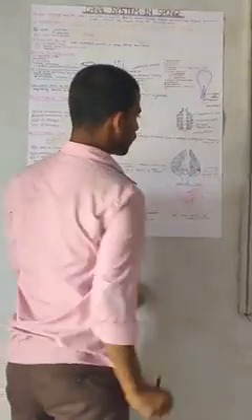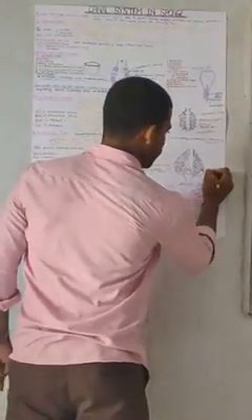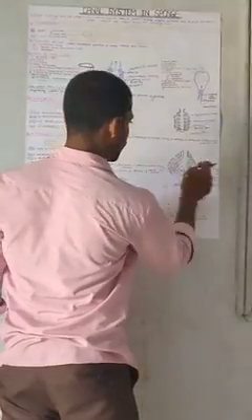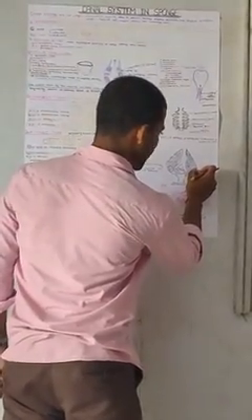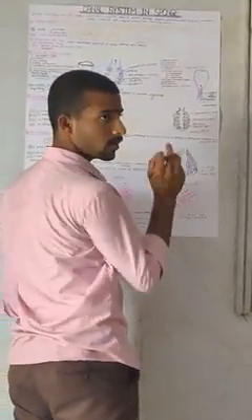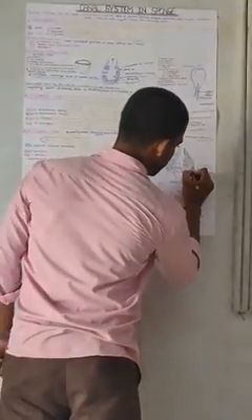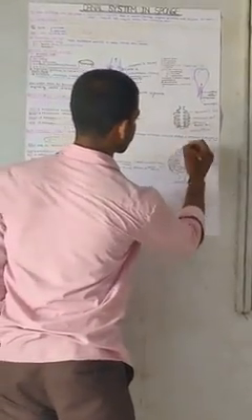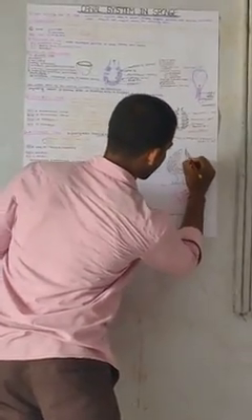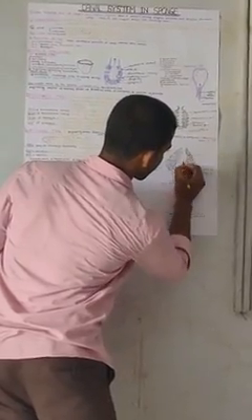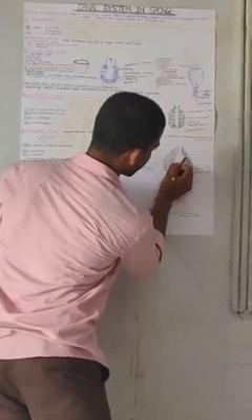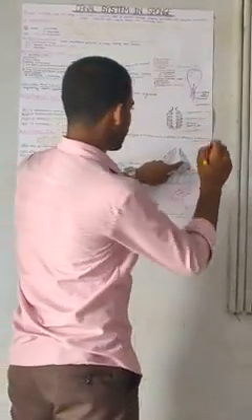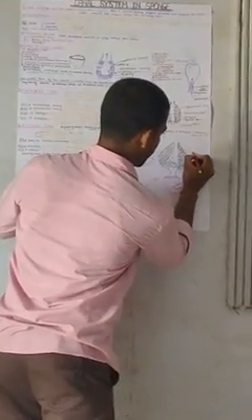Incurrent canal. The opening of the incurrent canal into the flagellated chamber is called the prosopyle. Prosopyle is here, if this is the incurrent canal. It is the incurrent canal, and this is the prosopyle. Where does the incurrent canal end and the flagellated chamber start? Here is the prosopyle.